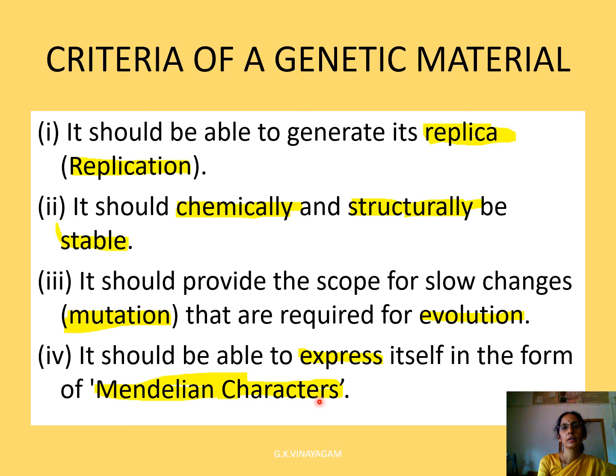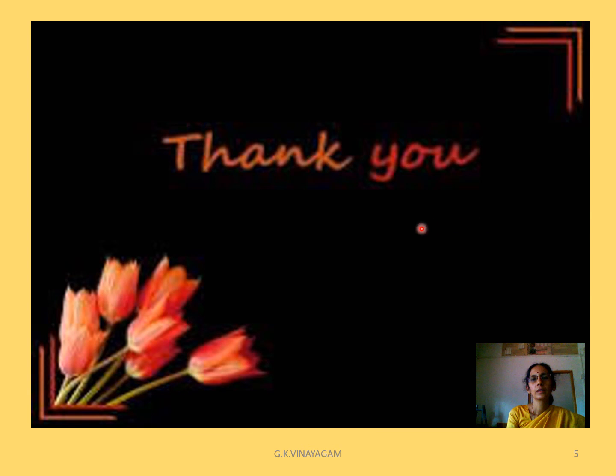So, for a molecule to act as a genetic material, it should undergo replication, it should be chemically and structurally stable, it should undergo slow changes called mutation that is needed for evolution, and it should express itself in the form of Mendelian character. So in this class, you have studied about the Hershey and Chase experiment as well as what are all the characteristic features a molecule should have to act as a genetic material.